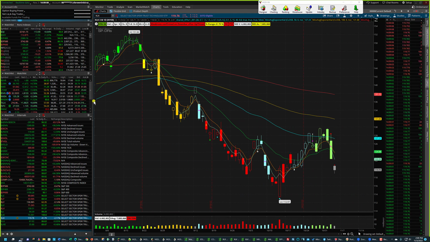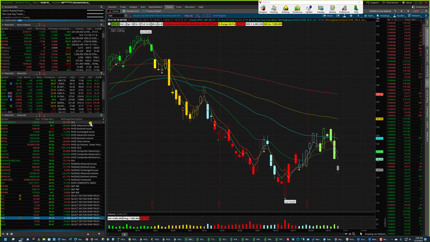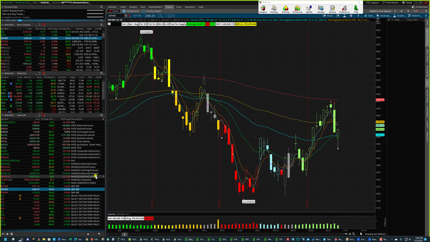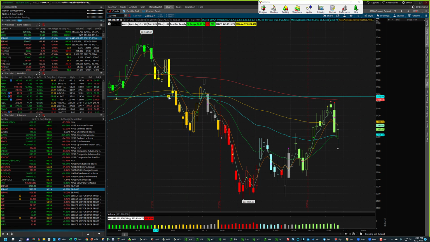So just looking at this, I can see that tech's bad, and some of the other markets aren't doing so poorly. Here's the S&P 400. Gap down here, traded down here, and buyers stepped into it. So this is very helpful if you just want a quick read on the market. Now, do you want me to share that with you?